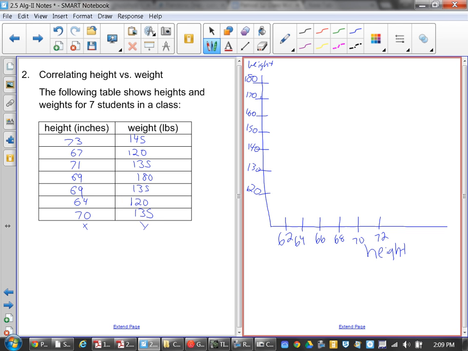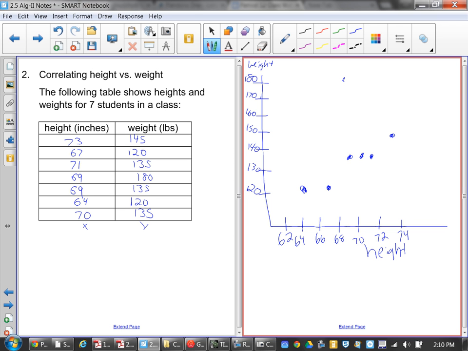So we're at 73 and 145. Oh, correct the 74 here. 73 and 145-ish. 67, 120. 71, 135. 69 at 180. 69 at 135. 64, 120. And 70, 135. We okay with that? That's a scatter plot. Just things thrown up on a graph. Not literally thrown up on a graph, but things placed on a graph.